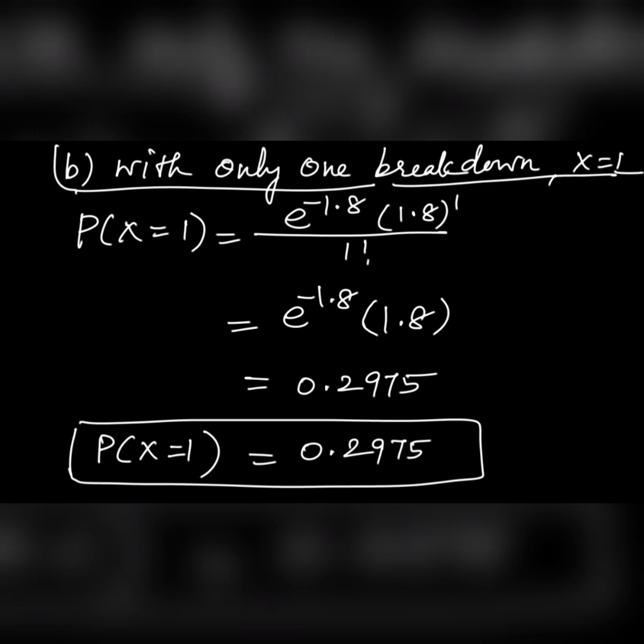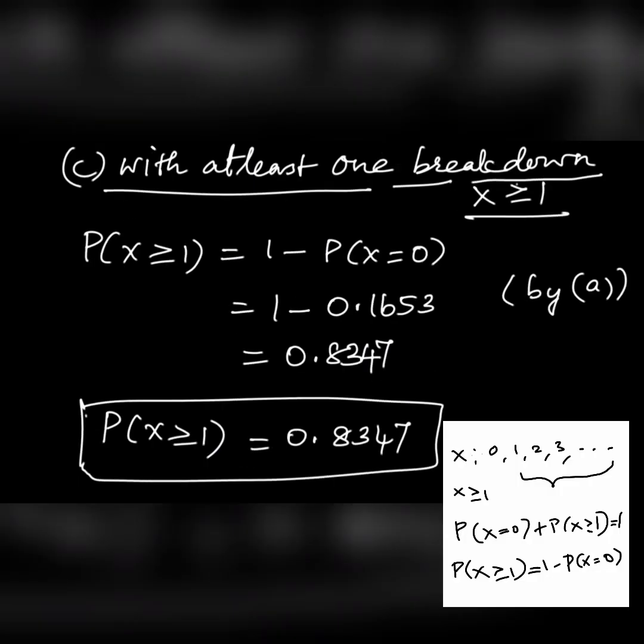Now subdivision B, with only one breakdown, that means x equal to 1. In the same manner, instead of r, we enter 1. So we have to evaluate e to the power minus 1.8 into 1.8, which is 0.2975. So with exactly one breakdown, the probability value is 0.2975.